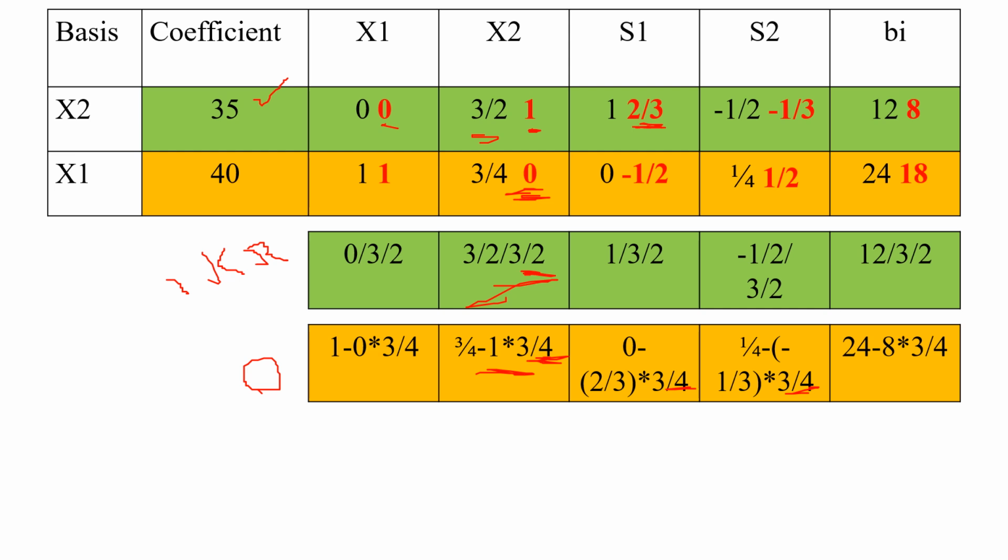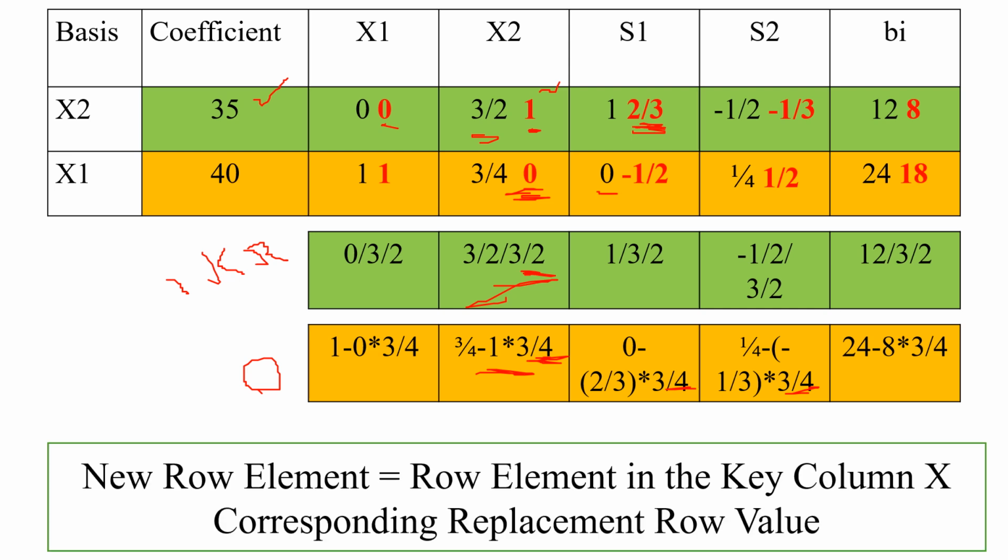Take 3 by 4 minus 1 into 3 by 4, then automatically it becomes 0. If I identify that 3 by 4 is the right element, then what can I do? I take the old value 0 minus the new value 2 by 3 into 3 by 4. Then ultimately what will I get? I will get the number through this particular formula. What is that formula?